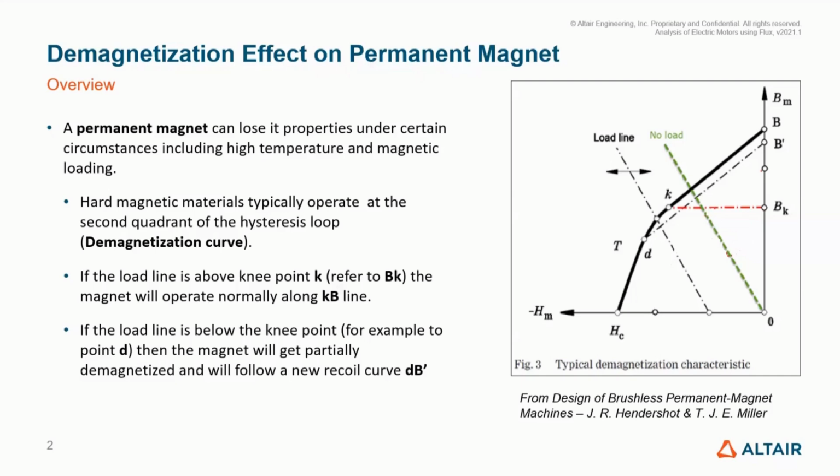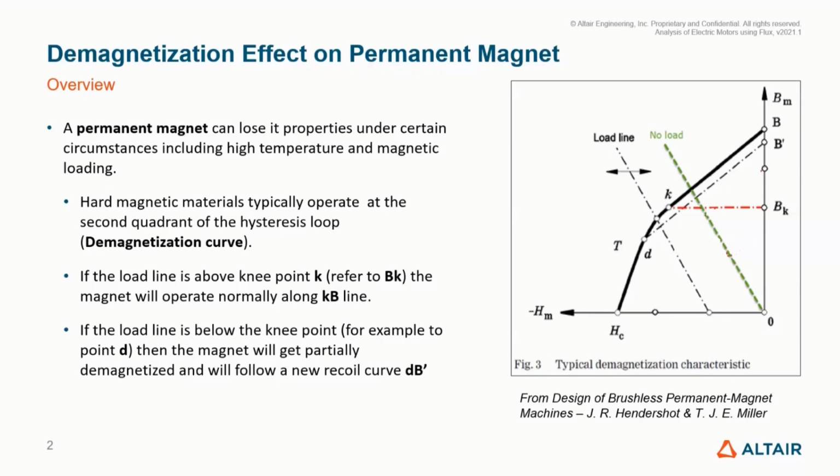So, I believe many of us already know this demagnetization phenomenon, but let's start with a quick introduction. The loss of permanent magnets' magnetic properties due to temperature or strong external magnetic fields, leading to the reduction of the machine's performance, is typically known as demagnetization.